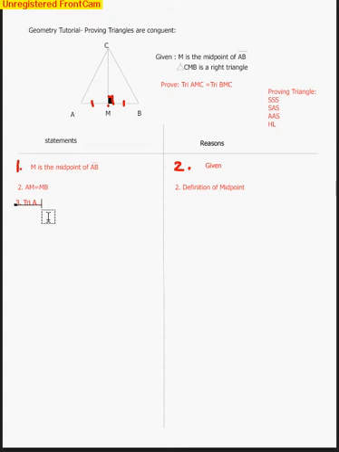I don't have a quick and easy symbol in this program for congruent or for a triangle. So triangle AMC, not what I wanted to say. Actually, what I wanted to say was that triangle CMB is a right triangle. Okay, and that was our given.